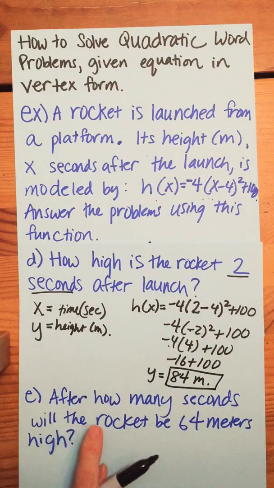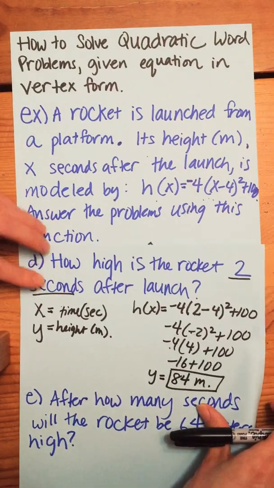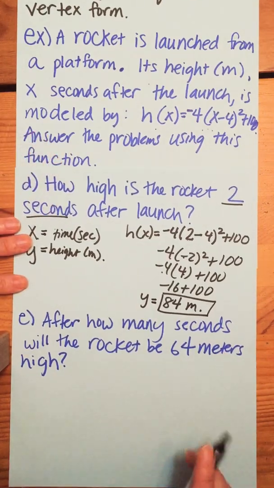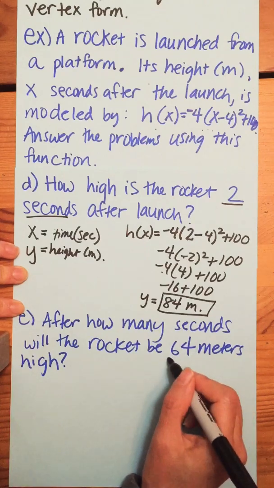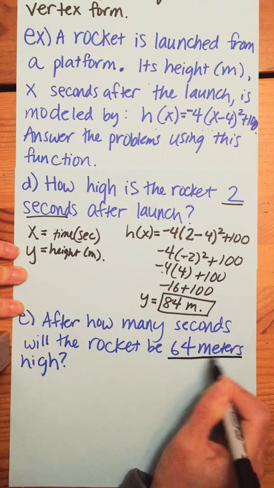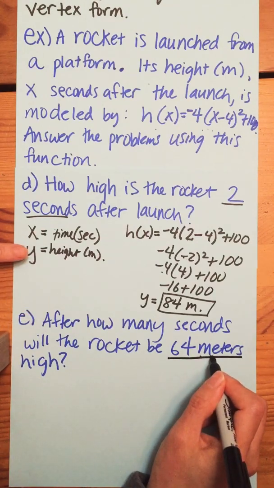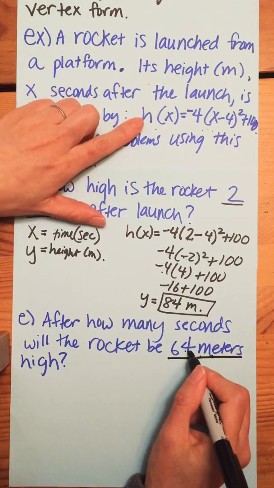All right, the next question is, after how many seconds will the rocket be 64 meters high? So let's go ahead and move this up. And again, in any question, there's probably going to be a number in there, and there is here at 64. And so you have to know whether to plug it in for x or y. And because it says the word meters, and we already marked here that the y value represents meters, we're going to plug this in for the y value in this equation.